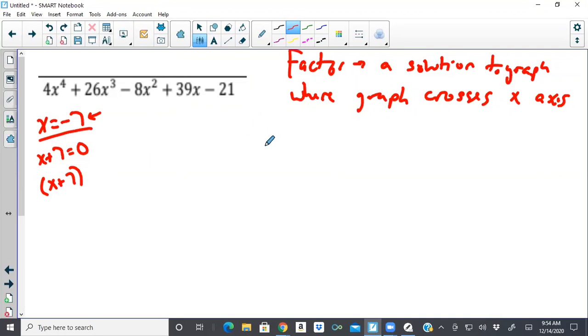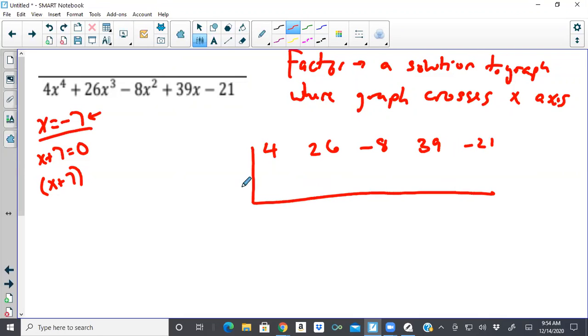So I'm going to put in my values. So I have 4, 26, -8, 39, and -21. And I'm going to divide by -7. That's this number right here. I'm going to divide by the solution. This thing is the factor that I will use later on. But this thing right here is the number that I'm going to divide by. So now I'm just going to go through and do my synthetic division.